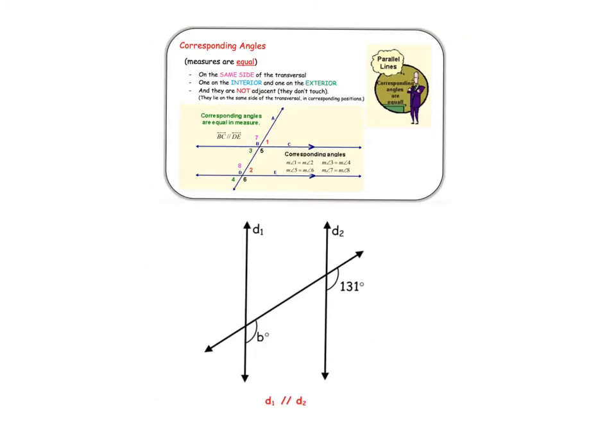Now let's talk about corresponding angles. Corresponding angles should be on the same side of the transversal. Also, one of them is in the interior, the other one on the exterior, and they are not adjacent to each other. In the shape, we can understand that 1 and 2, 7 and 8, 4 and 3, 5 and 6 are corresponding angles. So corresponding means having the same direction on the shape. In the question given below, we can understand that B and 131 have the same direction in the shape. It means that B is equal to 131.